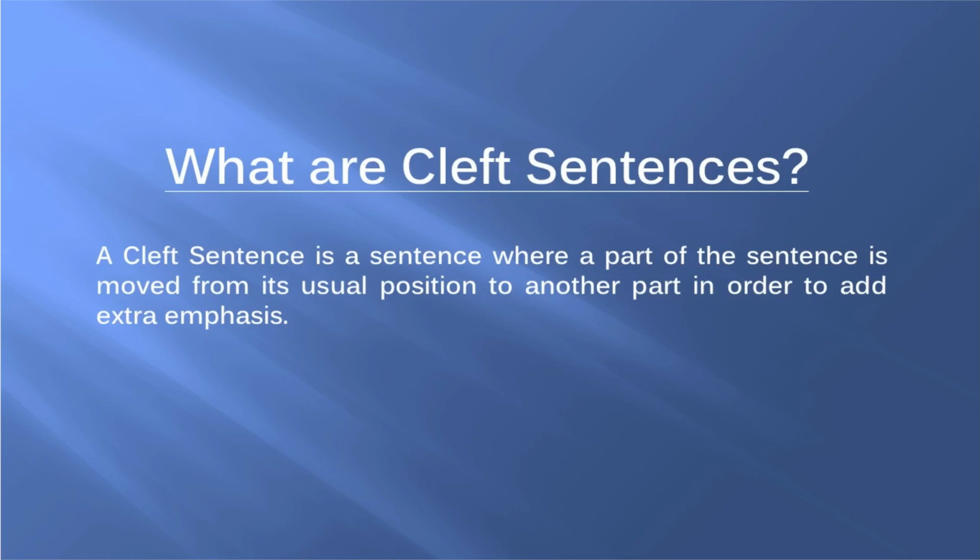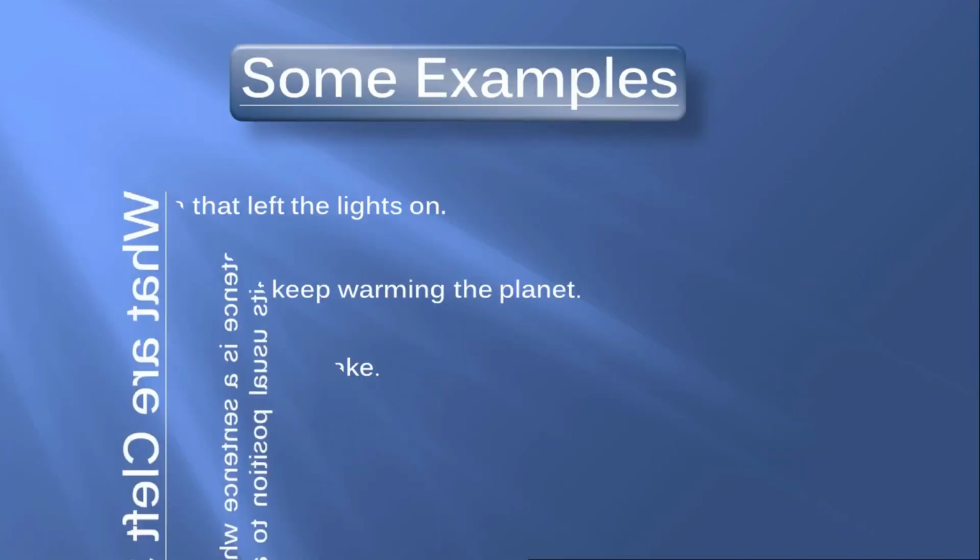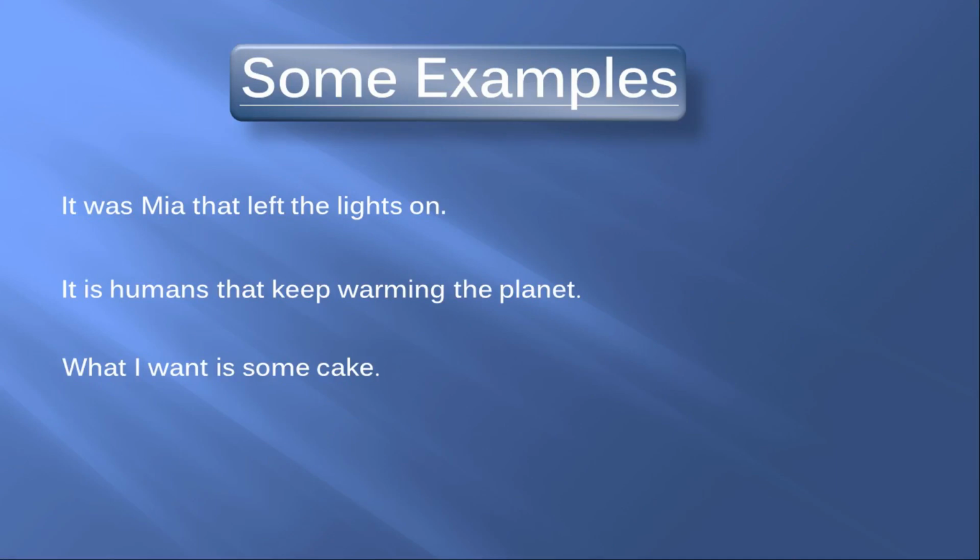A cleft sentence is a sentence where a part of the sentence is moved from its usual position to another part in order to add extra emphasis, or in other words more meaning or feeling to that part of the sentence. We will now look at some examples of cleft sentences and what they might mean. We'll get into more detail later on in this video.